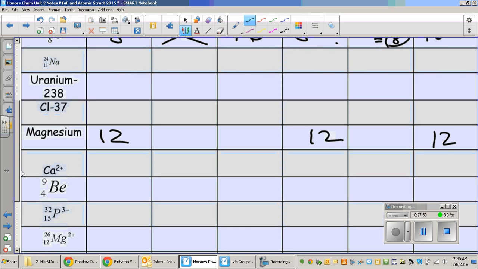What is the atomic mass from the periodic table? 24.31. Okay, that's what the atomic mass from the PTOE is. Well, we need to round that to what? 24, because we need a whole number to use for mass so we can get the true number of neutrons. So how many neutrons? 12, because you did 24 minus 12 is equal to 12.